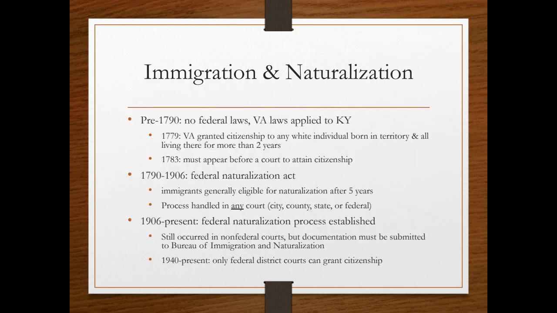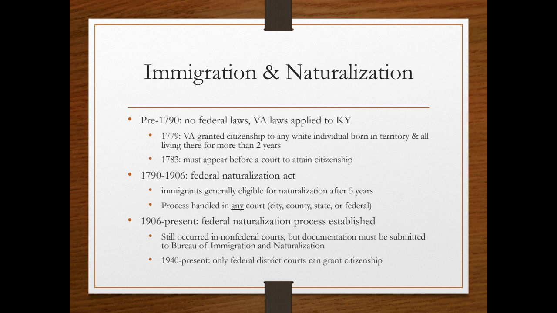All right, so there are also immigration and naturalization records. Before 1790, there were no federal laws for immigration or naturalization. So in this case, Virginia laws applied to Kentucky. In 1779, Virginia would grant citizenship to any white individual born in the territory or living there for more than 2 years. They didn't have to do anything special. They just became a citizen. Nothing special had to happen.